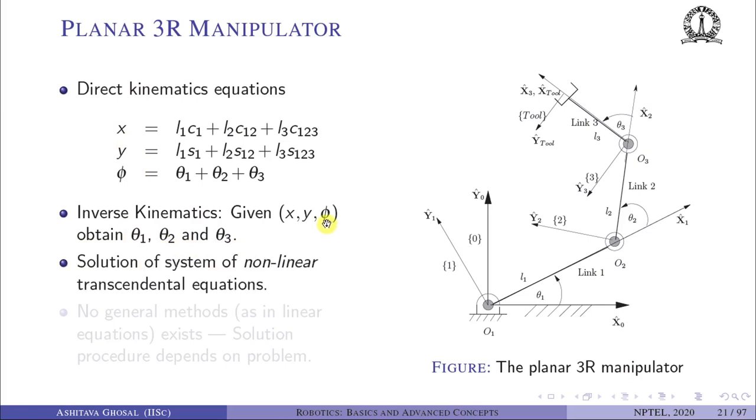Okay, so what you can see is these are three nonlinear equations. The first two involve sine and cosine of angles, so they are nonlinear transcendental equations. The third one is linear.